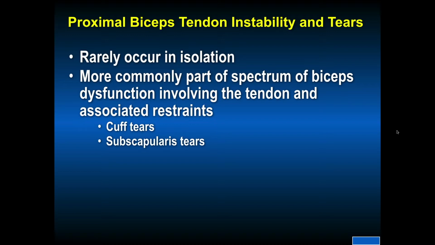More commonly, the biceps is part of a spectrum of dysfunction involving the tendon and associated restraints, such as rotator cuff tears, subscapularis tears. We oftentimes will see a proximal biceps tendon problem. Proximal biceps tendonitis or overuse occurs in people who are manual laborers, swinging a hammer, doing repetitive type things. In factory workers, we can see an isolated biceps tendon problem that is distal to the attachment of the glenoid labrum.